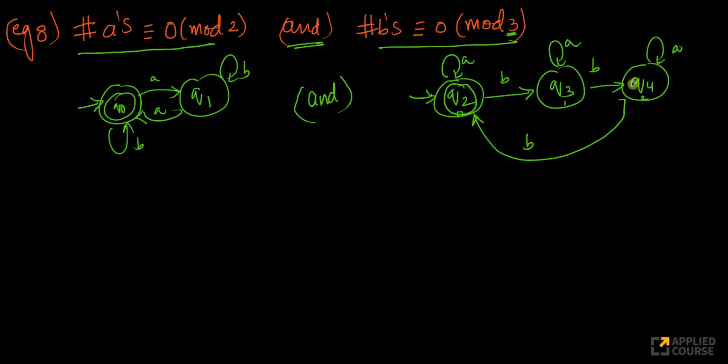Okay. 2 states here, 3 states here. So I'll get a total of 6 states, 2 into 3. Total of 6 states because it's a cross product. So let's actually write it down.